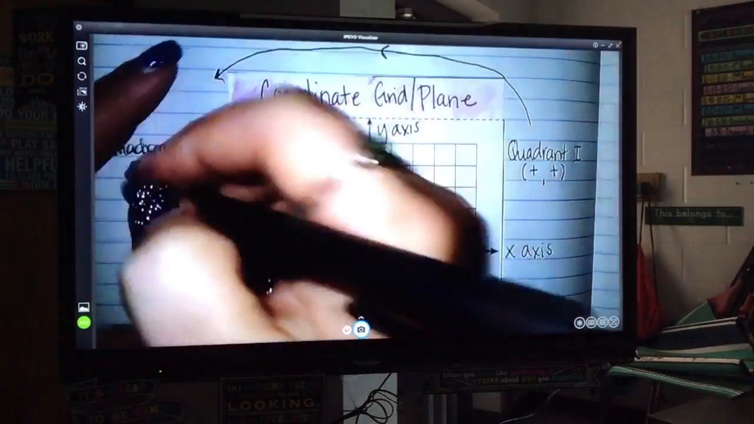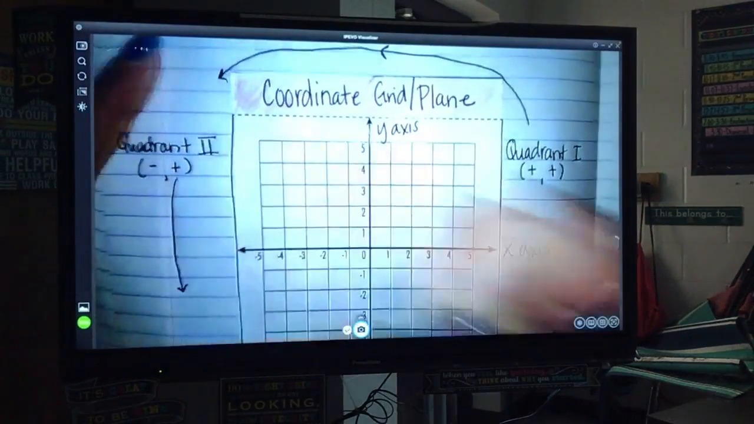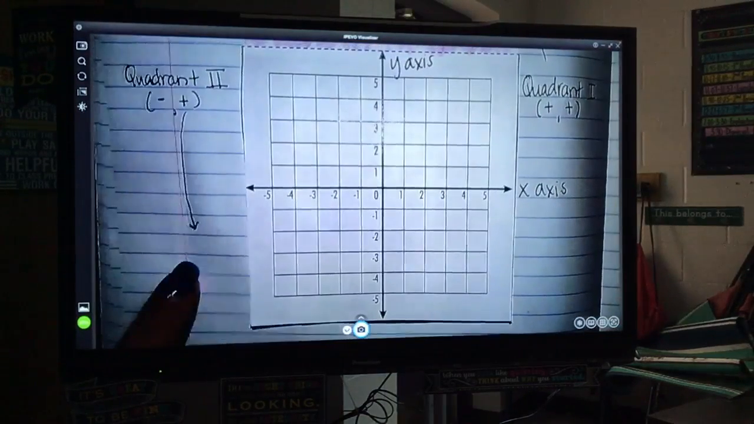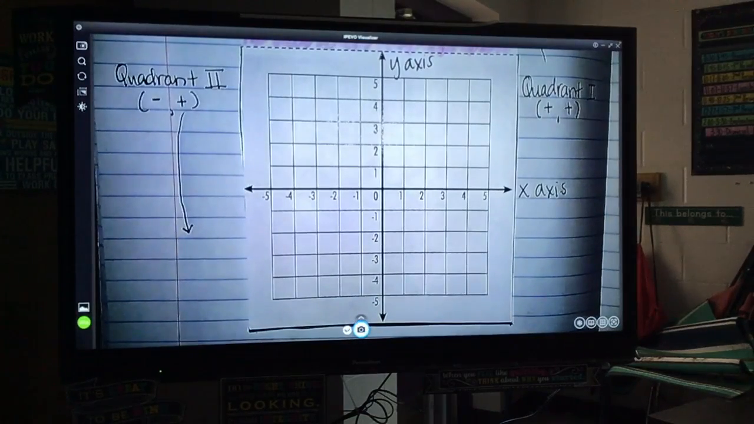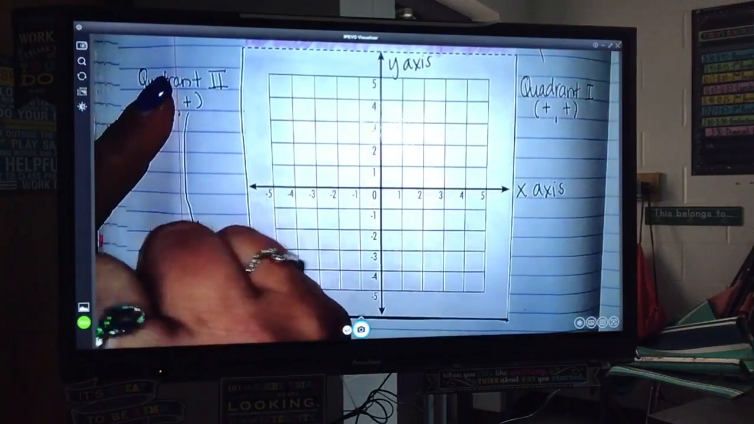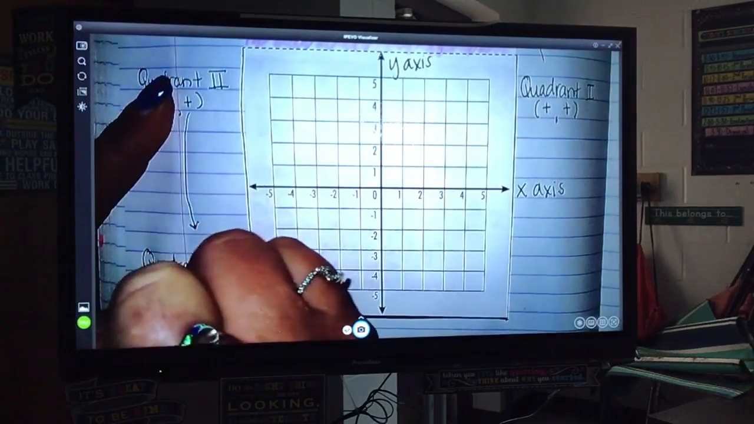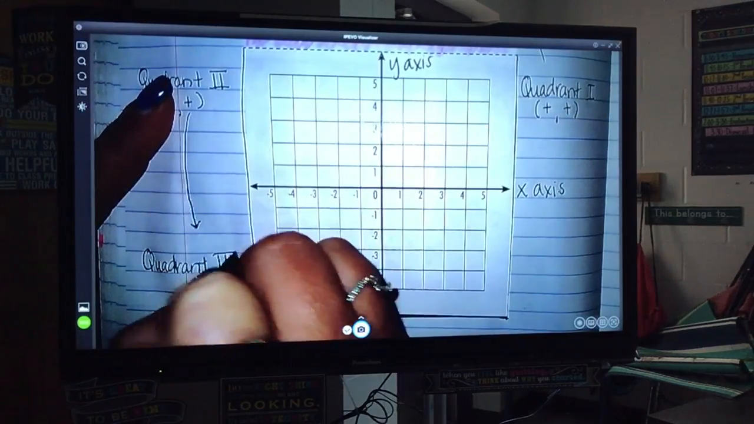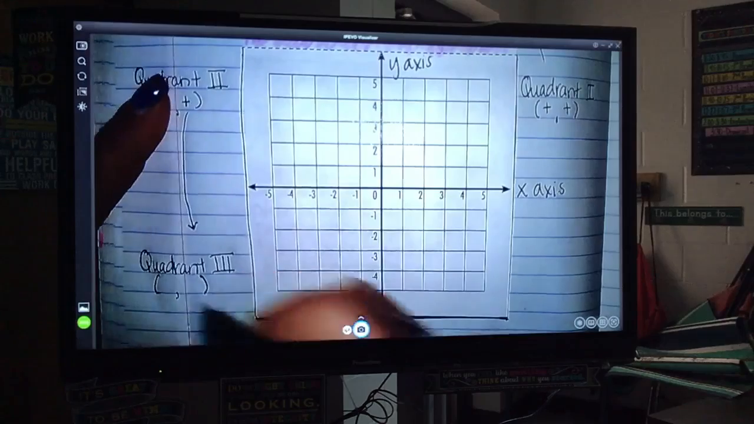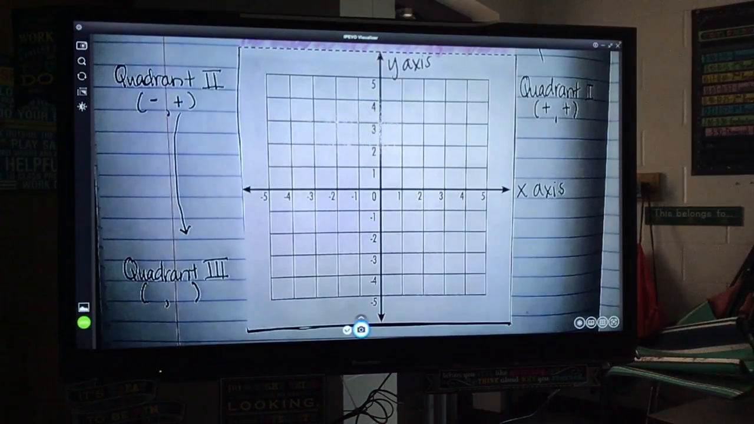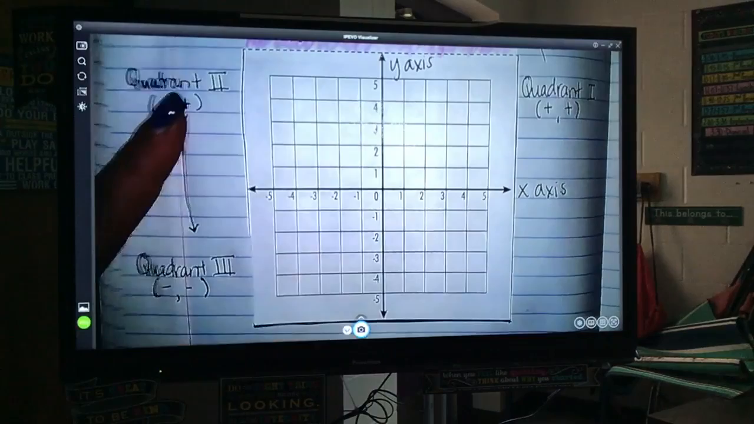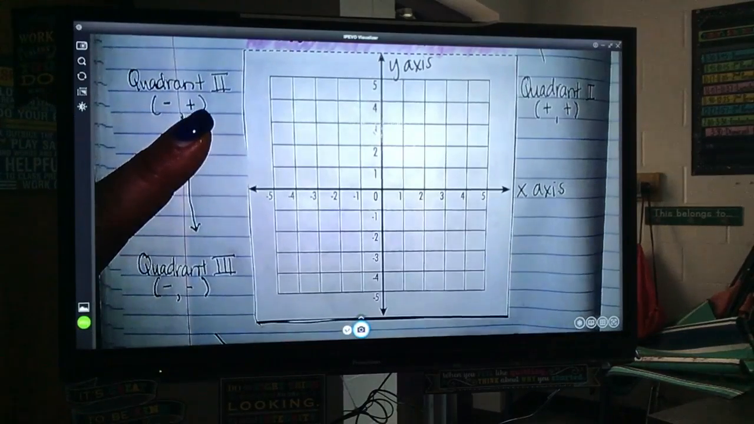And so on and so forth. All right, so then we keep going down, and what do we know about the bottom left? What's the name of our bottom left? Joseph. Quadrant 3. And what do we know about our ordered pair or our coordinates, what do we know about those? River, both negative. And then we go all the way back over here.